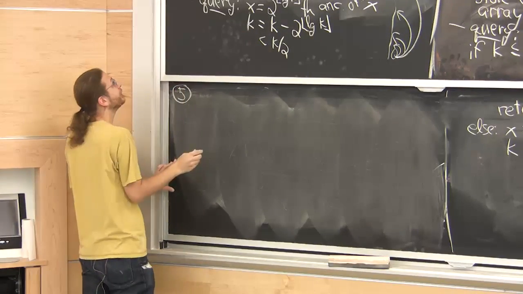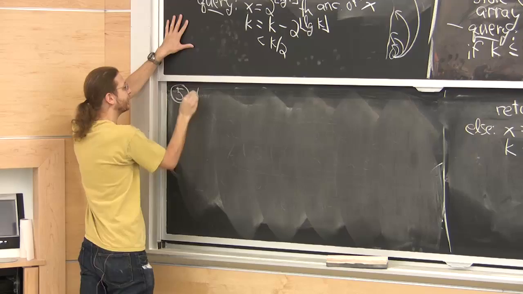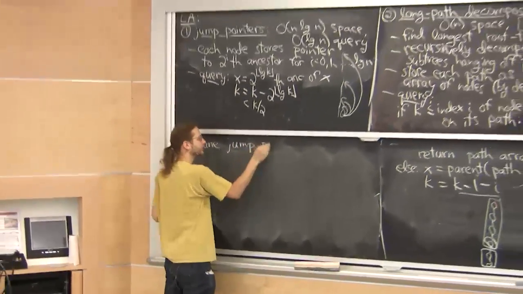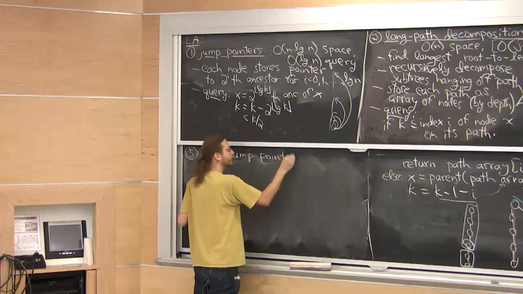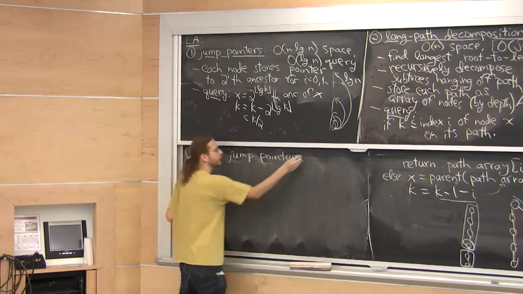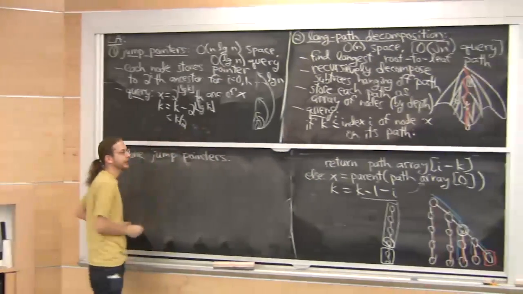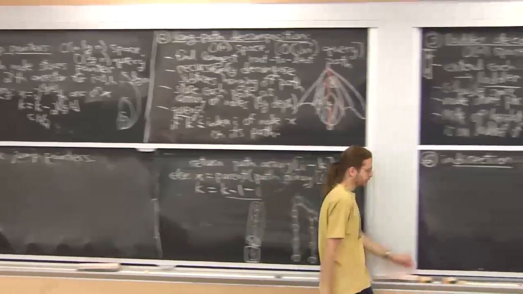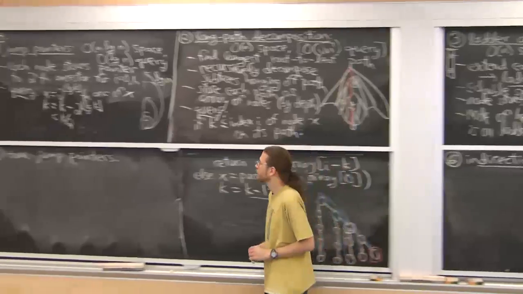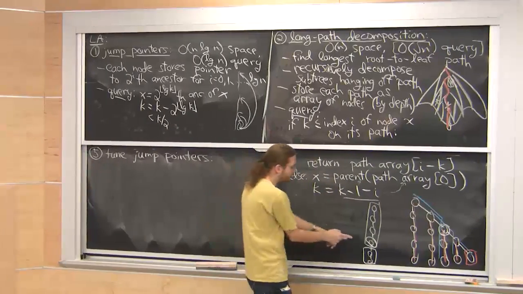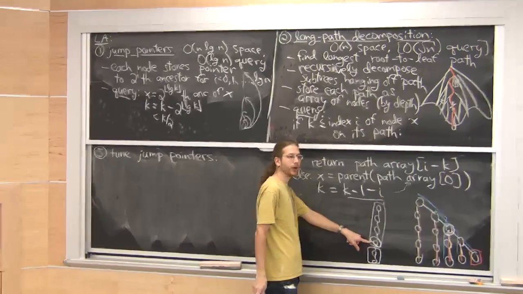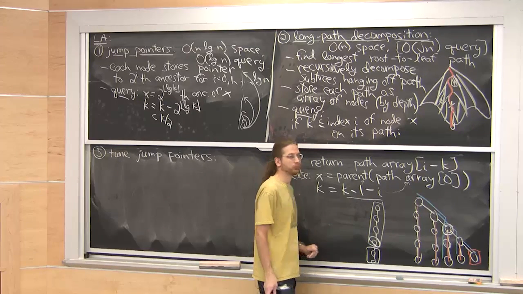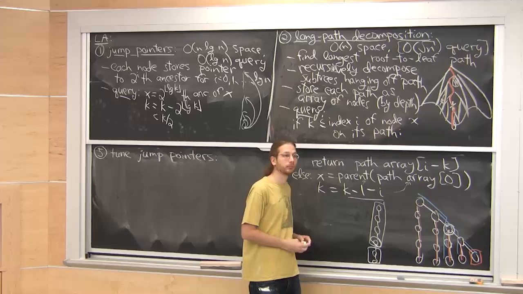Step 5 is let's tune jump pointers a bit. They're the problem, right? That's where we get n log n space. They're the only source of our n log n space. So what I'd like to do, in this situation where the number of leaves is small, we'll see what small is in a moment, is make jump pointers linear size.